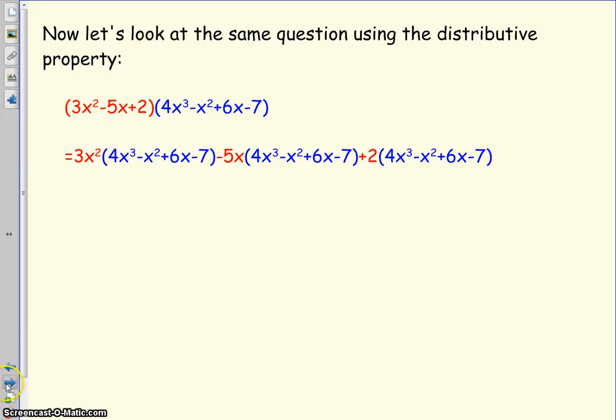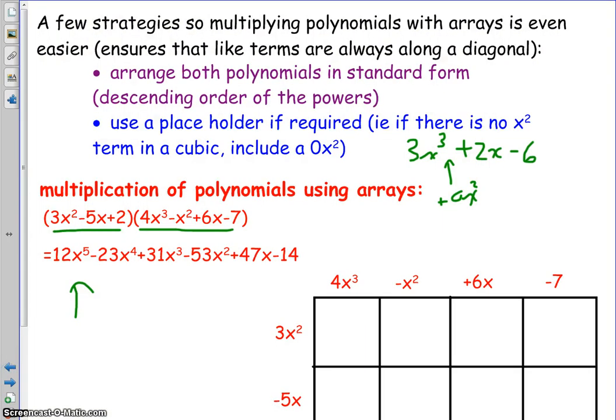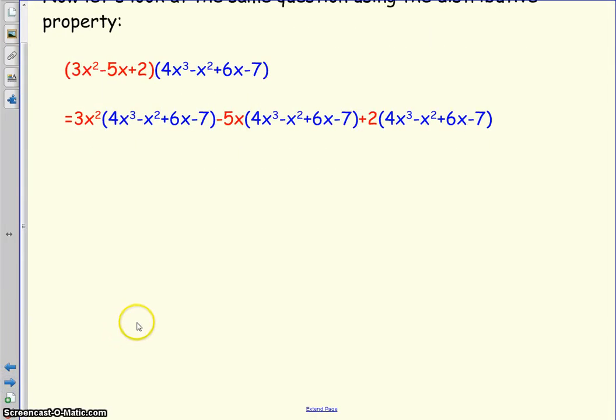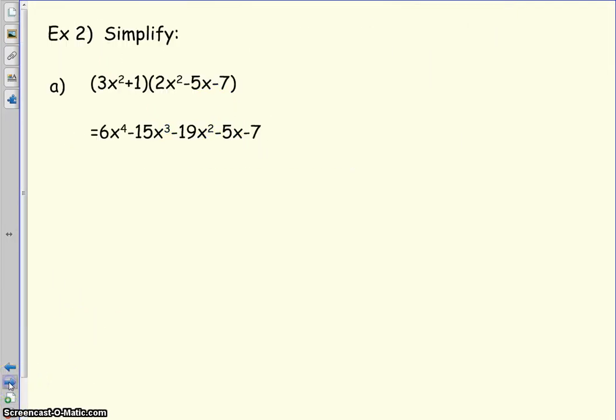But you can see that it just takes several lines of algebra, and having the array here just makes it a lot easier because you're less likely to make a mistake. You're going to see every term that you need in front of you. Okay, with that in mind, let's try a few more complicated examples.